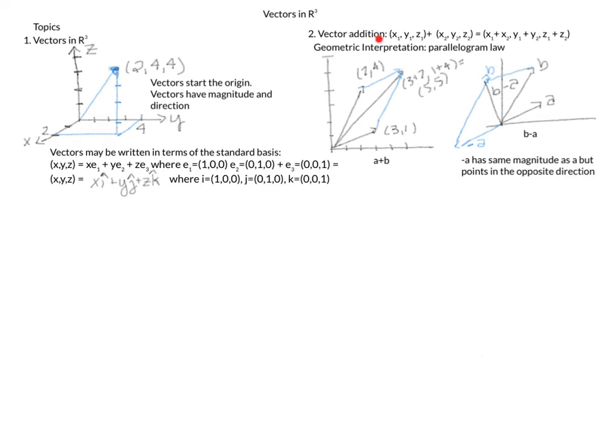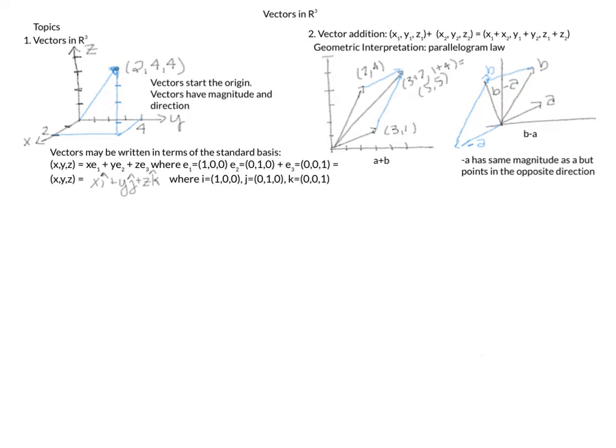Our next topic is vector addition. So if we have two vectors in 3-space that we want to add together, the first vector with coordinates x1, y1, z1, and the second with coordinates x2, y2, z2, and we add them together, what we do is we add them component by component. So we add x1 plus x2, that will become our new x-coordinate. y1 plus y2 is our second coordinate, and then z1 plus z2 will become our new z-coordinate.